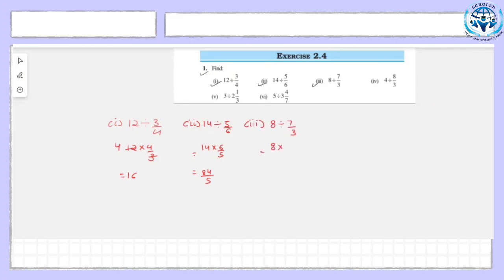Eight divided by 7 upon 3. 8 multiplied with 3 upon 7. 8 3s are 24, 24 upon 7. Next, 4 divided by 8 upon 3. 4 into 3 by 8, 4 2s are 8. That means the answer fraction is 3 by 2. In the second, third and fourth, we have got improper fractions as answers. So, we will convert these improper fractions into mixed fractions. 1 1 by 2, 3 3 by 7, 16 4 by 5.